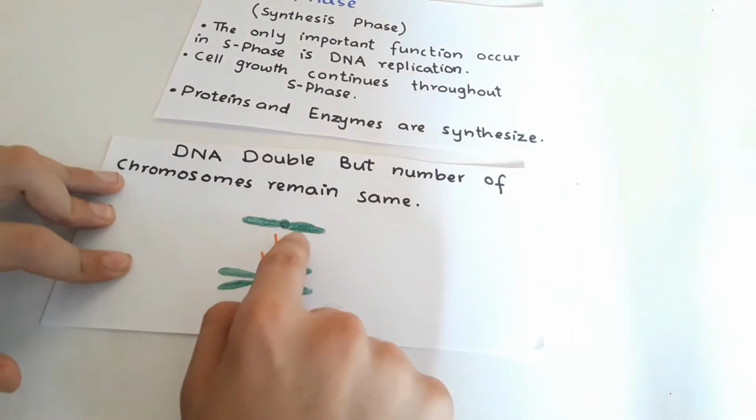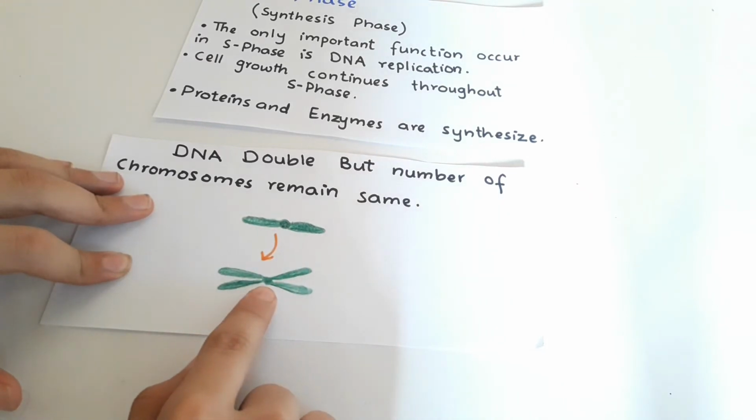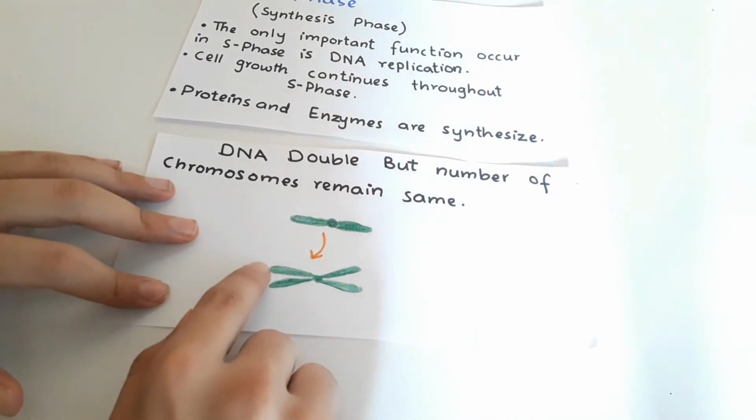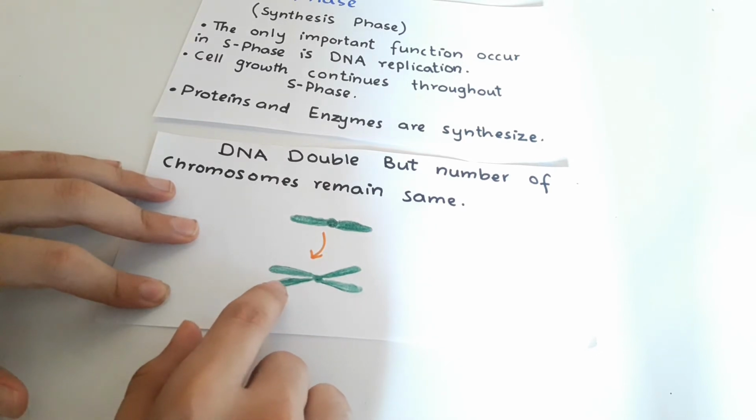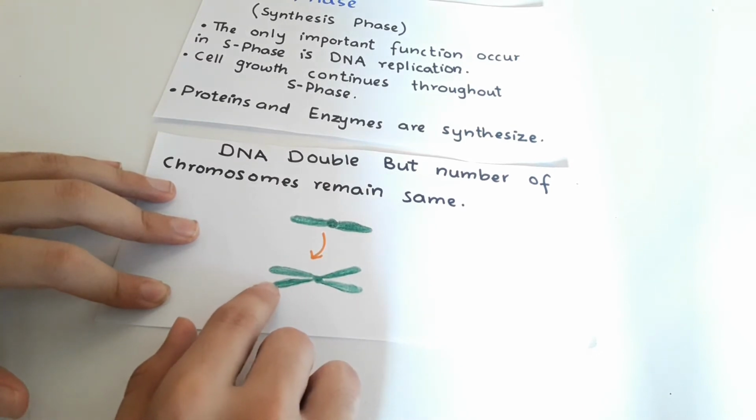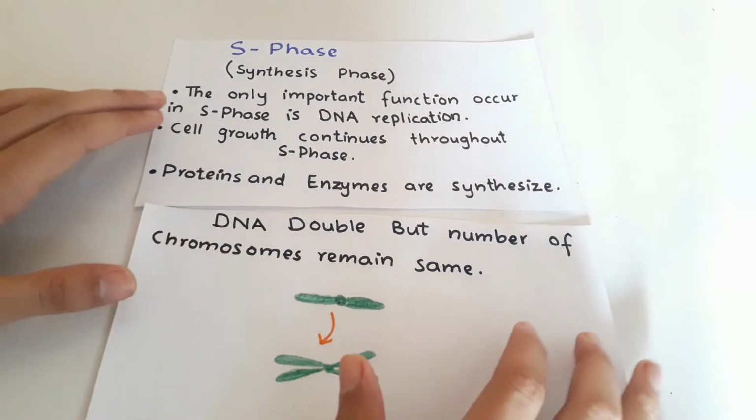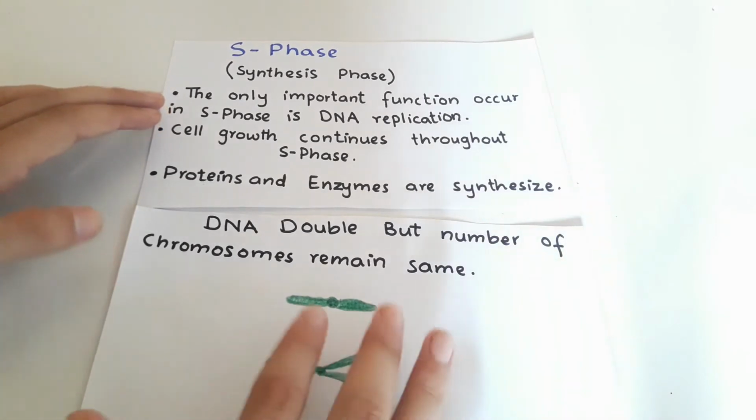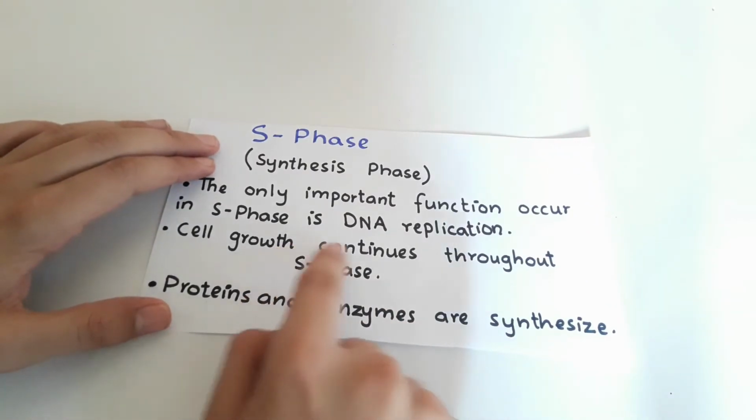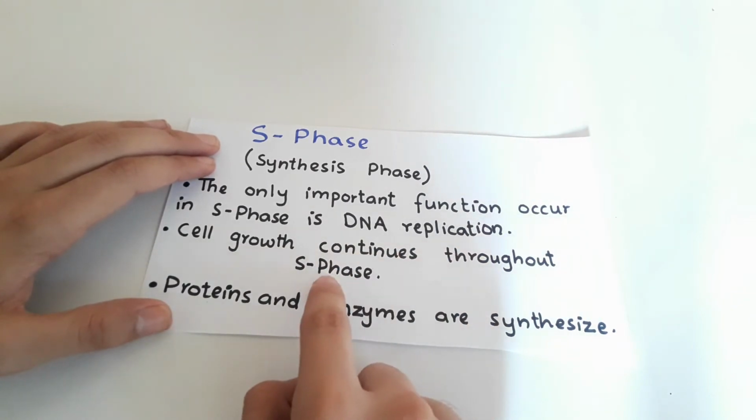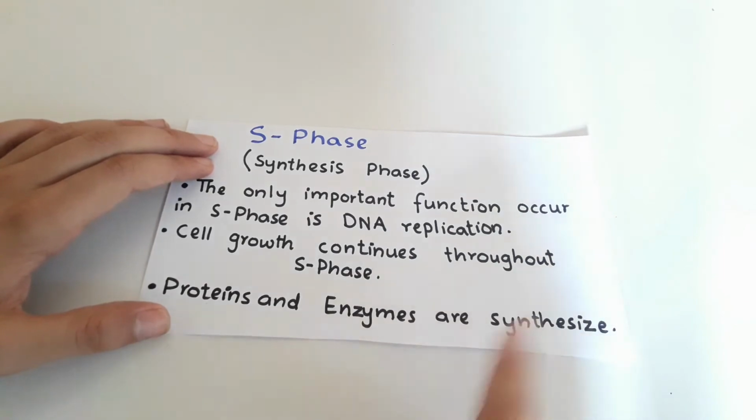Suppose this is one chromatid. It replicates in the synthesis phase and becomes double. This one and this one chromatid are called sister chromatids because they are exact copies of each other. In this phase, the replication of centrioles also occurs, and the cell continues its growth throughout the S phase, and proteins and enzymes are also synthesized in this phase.